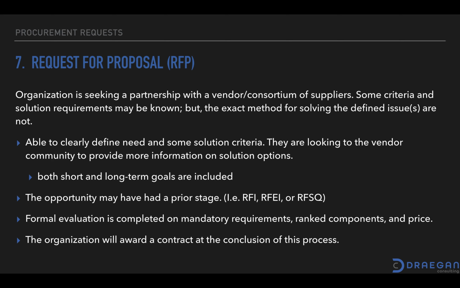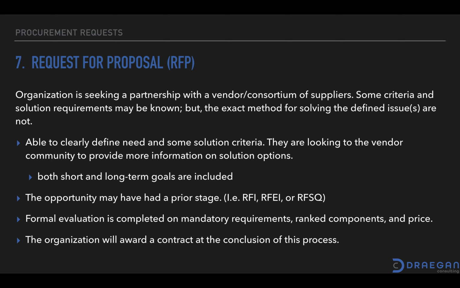When they're written, some of the criteria and solution requirements may be known, but exactly how to solve the problem and what very specific solution outline you've got is left to the vendor community to respond to. So they're looking for information on the solution process. Both the short-term and the long-term goals of the organization are articulated in the request, and that, again, is because they're looking for a partnership with the vendor. They're looking for something to grow and evolve over time, and they want to make sure that the successful proponent is going to be able to do that.